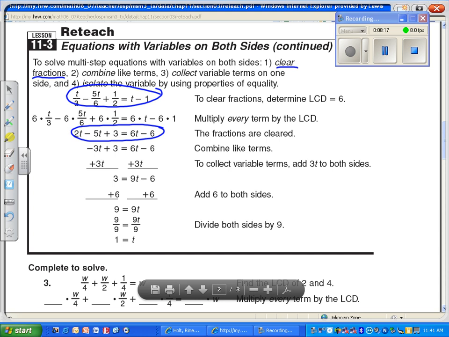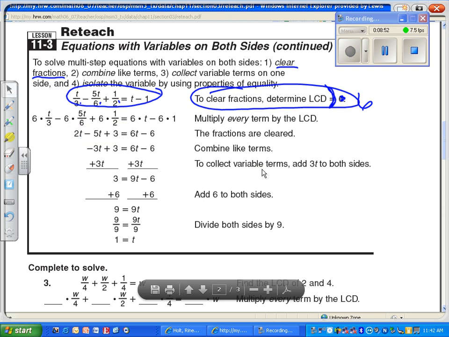All right, so what we need to do first, and let's circle this note right here. It says to clear fractions, determine the LCD of all the fractions that we have going on here. We have a 3, a 6, and a 2. Now the least common denominator for 3, 6, and 2 is 6. So what we want to do is multiply all of our fractions and all of our terms, every single term, by 6.